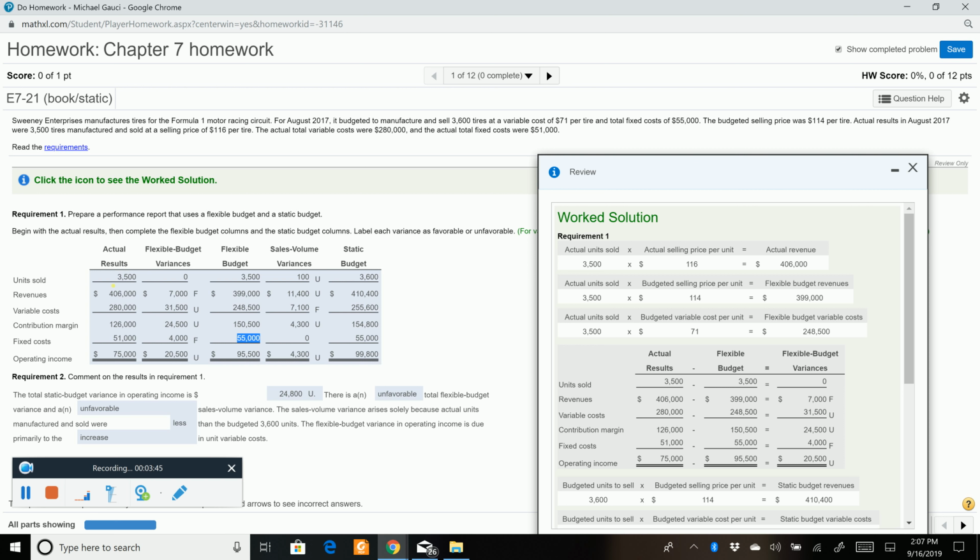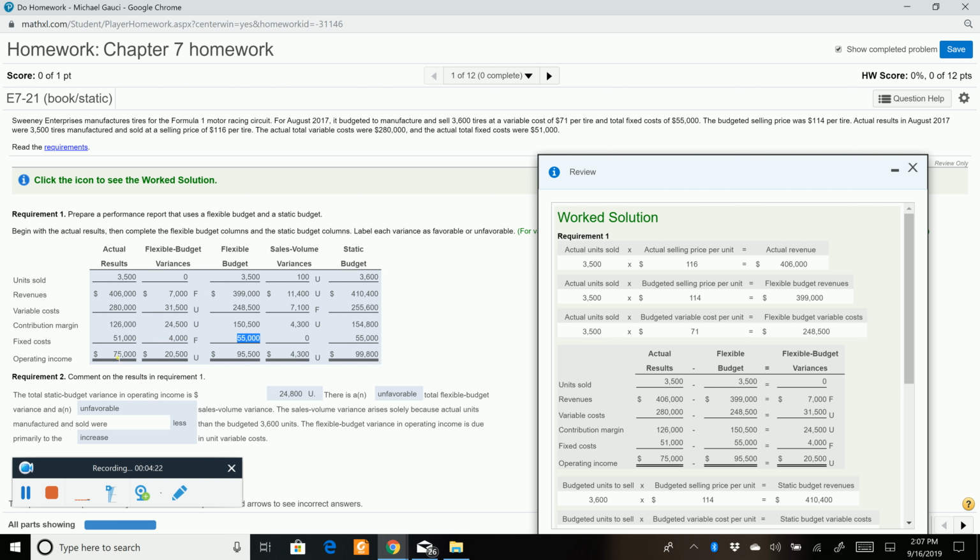And then our actual results, the author said that the actual selling price was $116 per tire instead of $114. So the revenues are actually 3,500 times 116. Because our selling price actuals were higher than what we were budgeting for, this is a favorable variance. Variable costs, it said our actual variable costs were $280,000. The author gave that number to us up above. And then, of course, our actual fixed costs we said were $51,000.